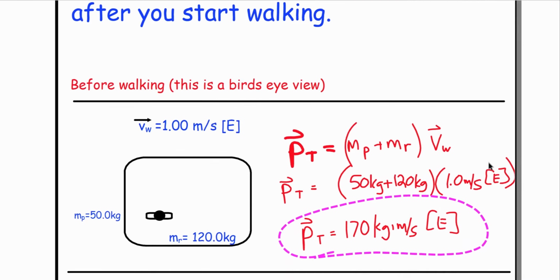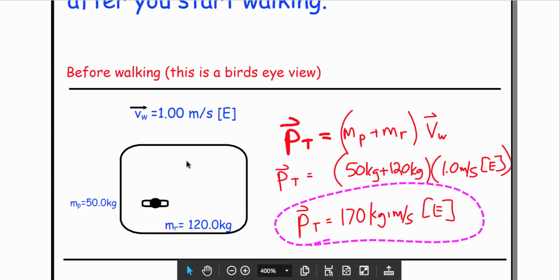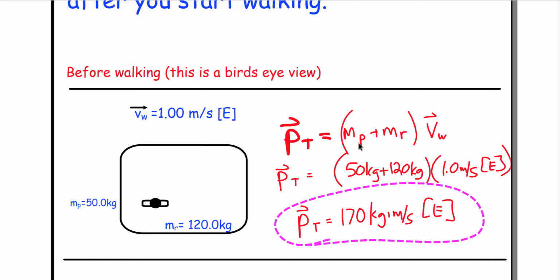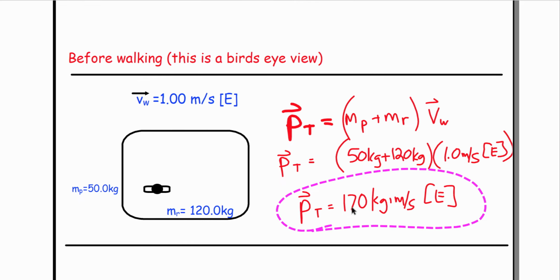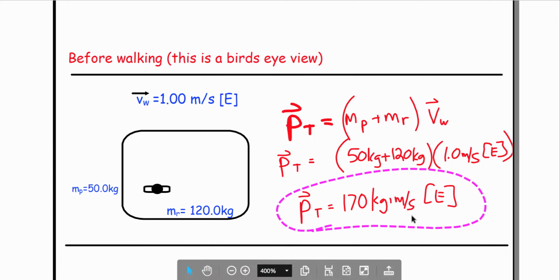So in this diagram, we're going to look at a bird's eye view. So this is the raft. This is a bird's eye view of the person standing on the raft, and the water is going downstream at 1 meter per second. So if you are standing on a raft, stationary, total momentum of the system is going to be the mass of the person plus the mass of the raft times the velocity of the water, which means the total momentum is the 50 kilograms of the person plus the 120 kilograms of the raft times the velocity of the water, 1 meter per second east, which gives us a total momentum of 170 kilogram meters per second east. So momentum has to be conserved in interactions.